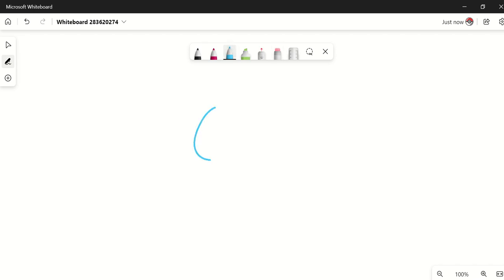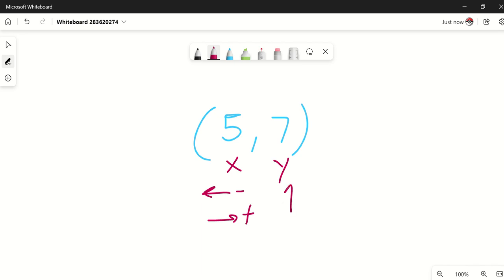So if I have 5, 7 as my ordered pair, the first number is always my x-coordinate. The second number is my y-coordinate. Remember, x tells you to go left or right. Left because it's negative, right because it is positive. Y will tell you to go up or down. Up because it is positive, down because it is negative.